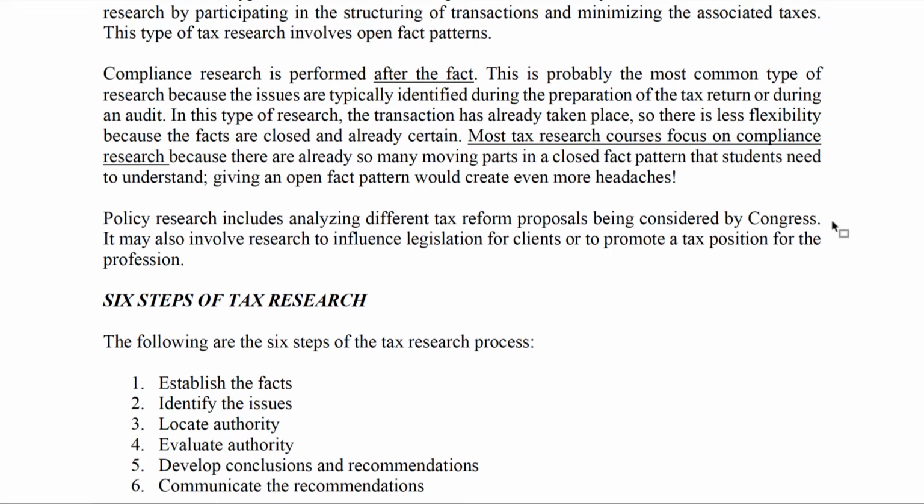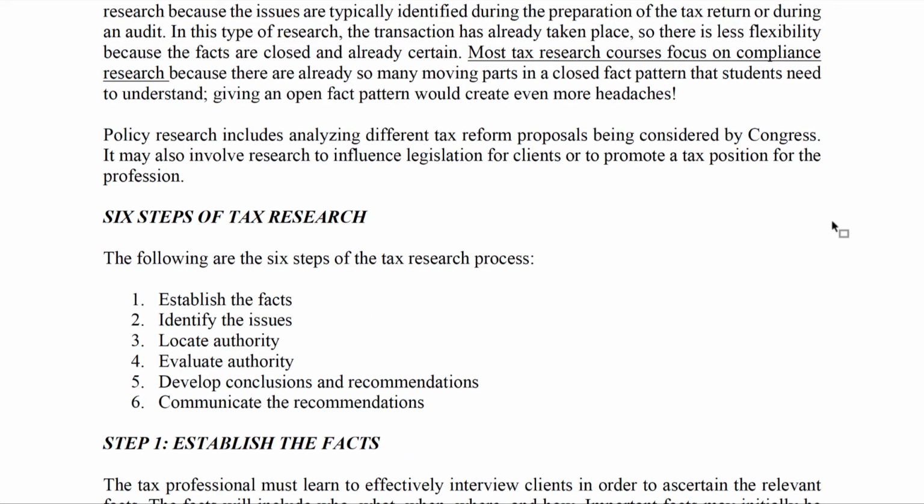Now that we understand the three different types of tax research, let's talk about the 6 steps of tax research in general. And these 6 steps, you should know them, know the order they go in, because we do go generally in order when we're thinking about our tax research plan. So the first one is to establish the facts. Second, identify the issues. Third, locate authority. Fourth, evaluate authority. Fifth, develop conclusions and recommendations. And finally, sixth, communicate the recommendations.